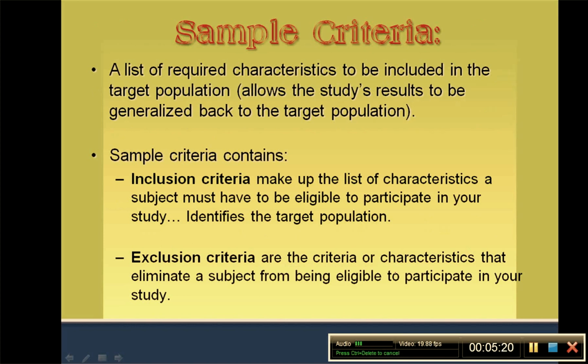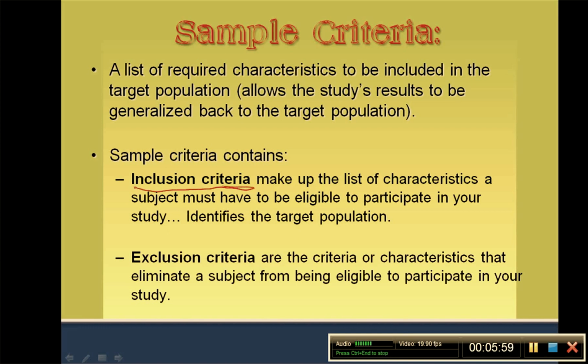Sample criteria: a list of required characteristics to be included in the target population. It allows the study's results to be generalized back to the target population, and we mentioned this a minute ago. Again, we want our sample to be a miniature replica, you could say, of our population. We want it to be in proportion, depending upon what topics, characteristics or attributes you're interested in studying. So we have two things to look at here. We need to look at inclusion criteria.